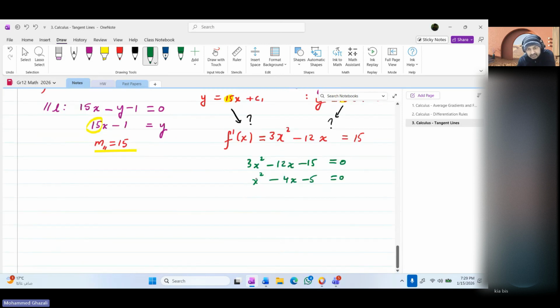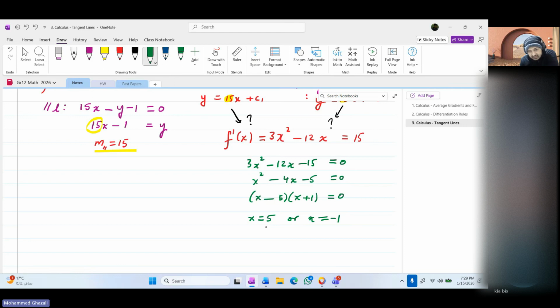Right, so now this is the standard form. We can factor it out: x minus 5, x plus 1 is equal to 0. So x is equal to 5 or x is equal to negative 1. Now what are x equals 5 and x equals negative 1? They are the points of contact of the tangent lines.